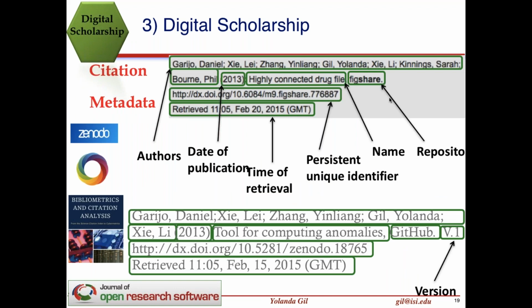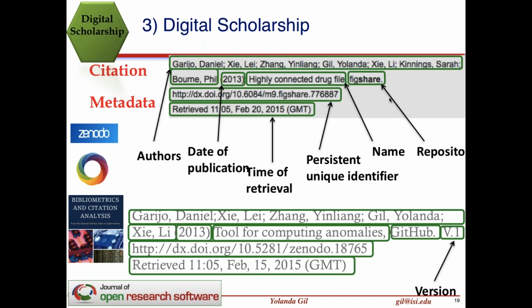The third aspect is digital scholarship. So you want the software to be cited. You want to have metadata in the repository, the authors, and the identifier of the software to be included in the publication. The most important thing about software is to include the version.